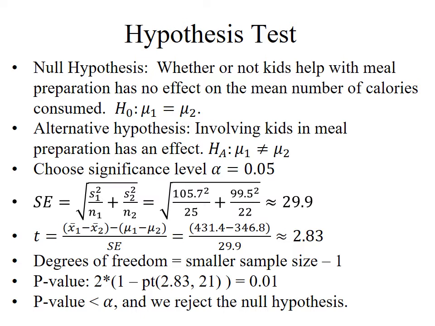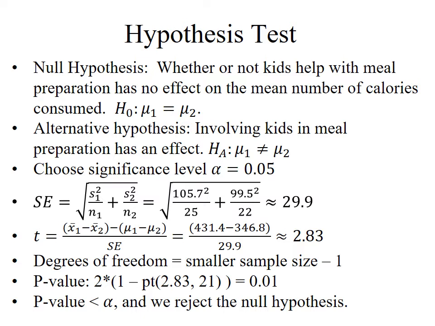I would be interested, it would be meaningful to us either way. If the kids who played or read comic books while mom or dad makes the meal, if those kids consumed more calories, if they ate more of their meal, you know what? That would be interesting. I would want to know that. And so as a result, either way, I want to know about that. So the alternative hypothesis is just that mu1 doesn't equal mu2. Choose a significance level of alpha 0.05.